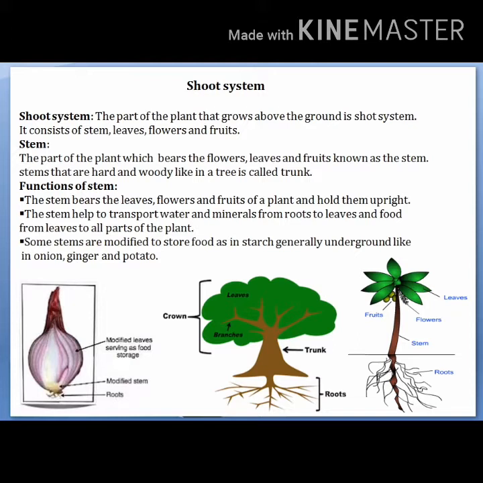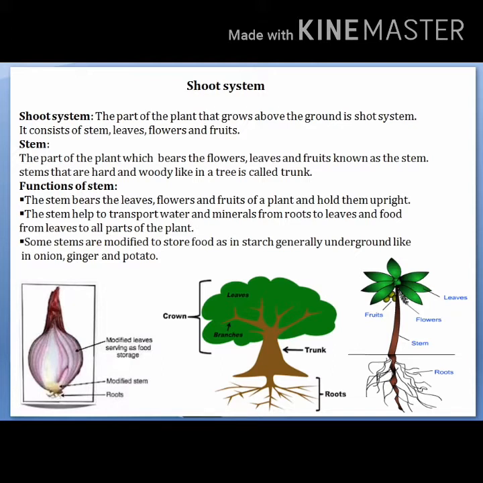Young stems are green and woody stems are brown in color. It grows vertically in the plant body as it is the major link between the root and the rest of the plant. Now let's see some functions of stem. The stem bears the leaf, flowers and fruit of a plant and holds them upright. The stem helps to transport water and minerals from roots to leaf and food from leaves to all parts of the plant. Some stems are modified to store food as starch, generally underground, like in onion, ginger and potato.